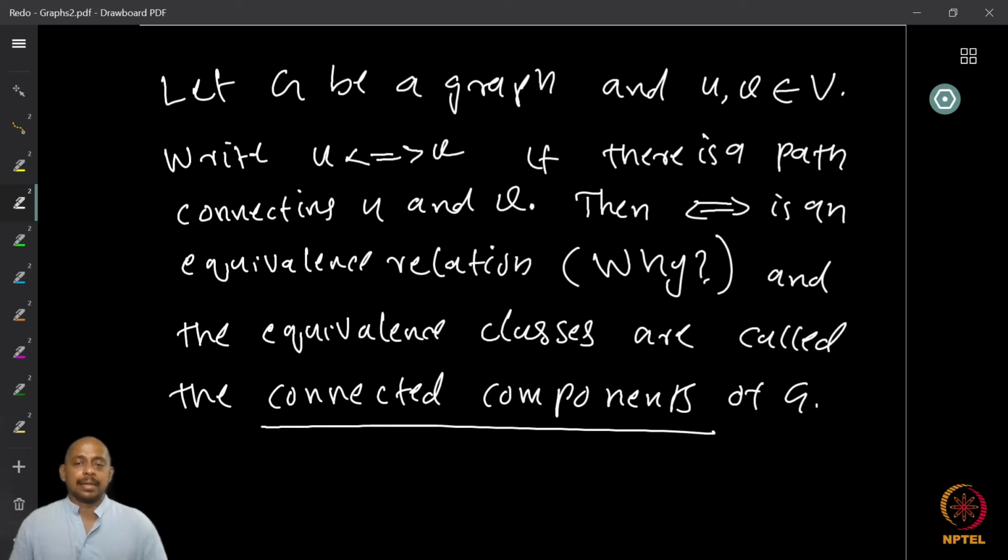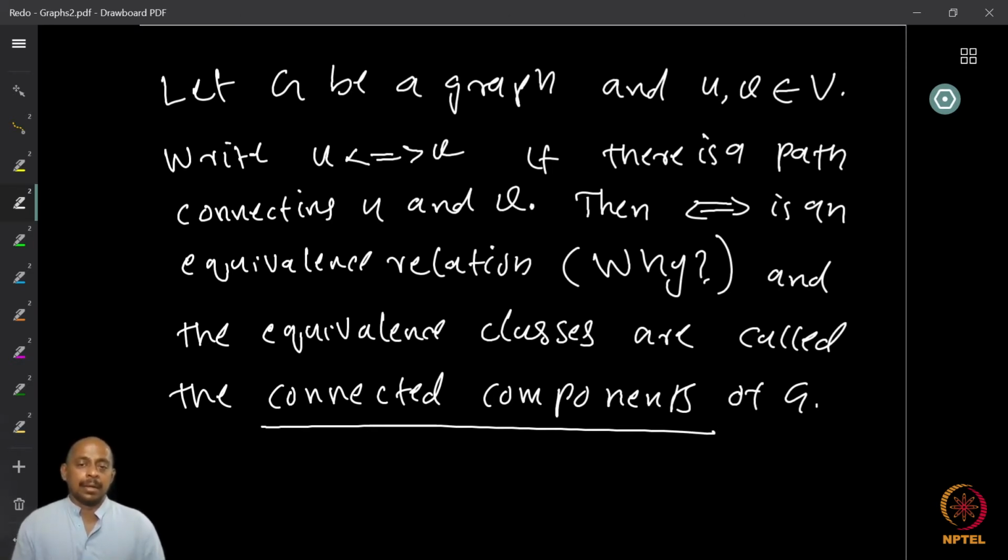Now this interconnection relation is an equivalence relation. I want you to prove this is an equivalence relation, showing that it has all the three properties. The equivalence classes under the equivalence relation are called the connected components. So for a graph, the interconnection relation partitions it into connected components.